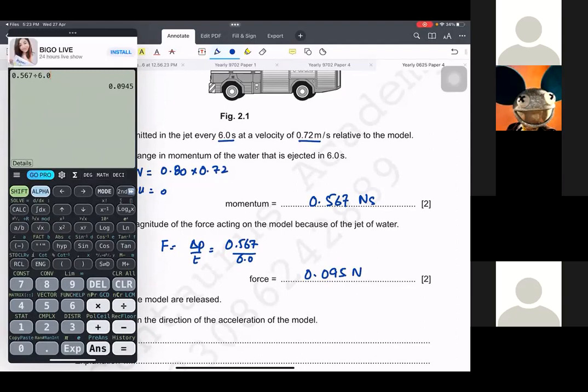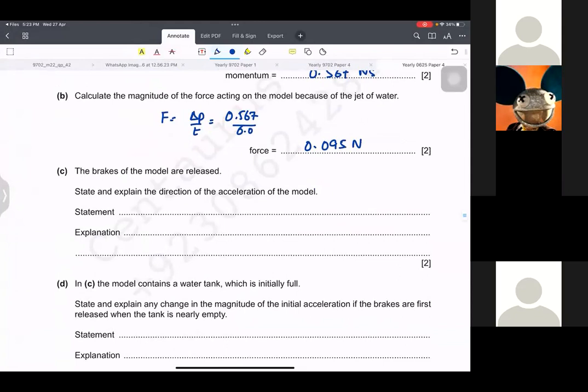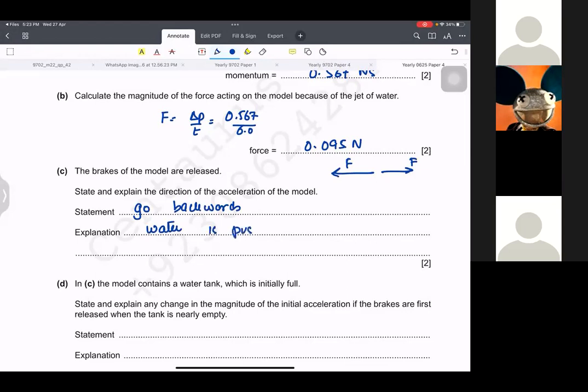All right. Now, the brakes are released. State and explain the direction of acceleration of the model. If it throws water in the front, the water will oppose the motion back. All right. So the statement is that it will go backward. Because, okay, the explanation for this is that water is pushed forward, so water exerts equal force onto the model backwards.